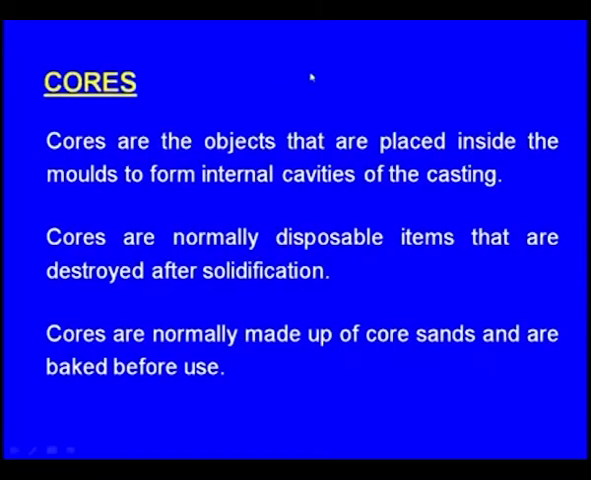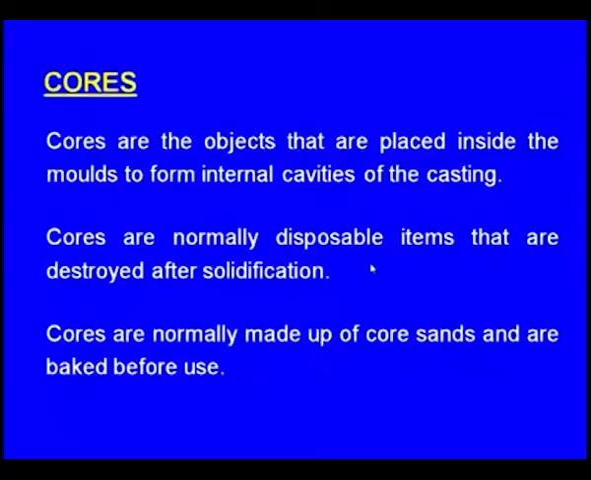Now, these cores are normally disposable items that are destroyed after solidification. Most of the time these are made of core sands, and after solidification we have to break them and they will be disposed. So, cores are normally made of core sands and are baked before use. We are going to learn about these core sands. Using these core sands we will make cores in different shapes as per our requirement, and remember they must be baked, that means kept in ovens for a prolonged time for gaining better strength. Only then we should place them inside the mold.